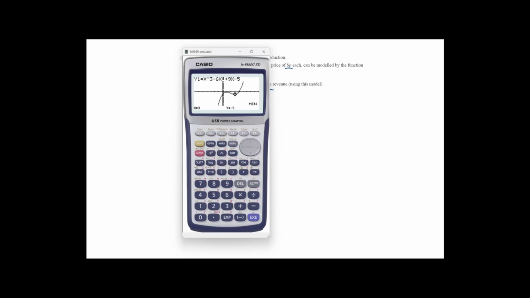Right. School is selling tickets for its drama production. Fantastic. Good for us. The revenue, in dollars, when tickets are priced at P dollars each, can be modeled by this function. Use calculus to find the maximum possible revenue using this model. I don't like that bracket there, so I'm going to expand out that bracket. So 40 times 29. Don't know my 40 times tables.